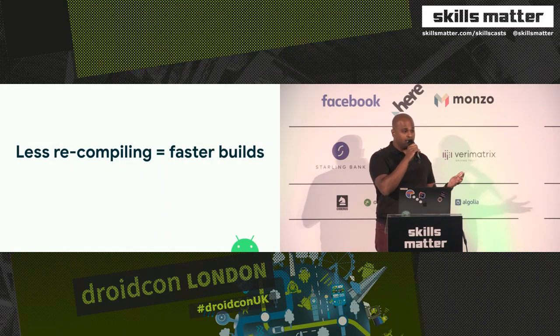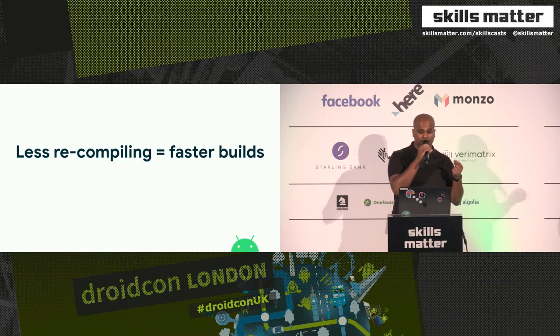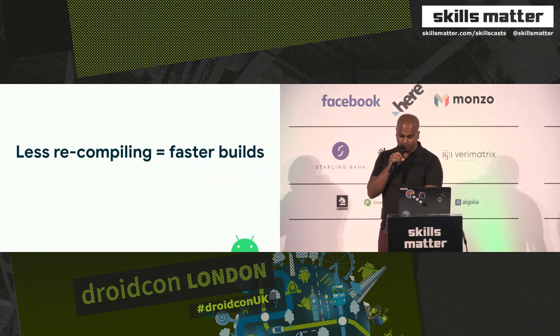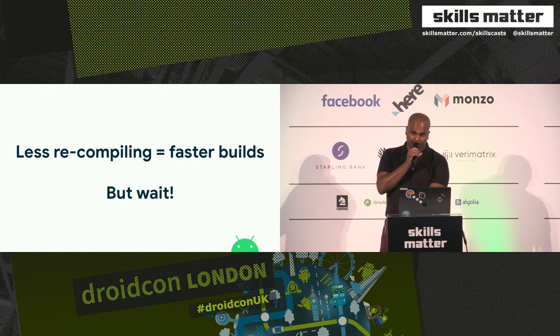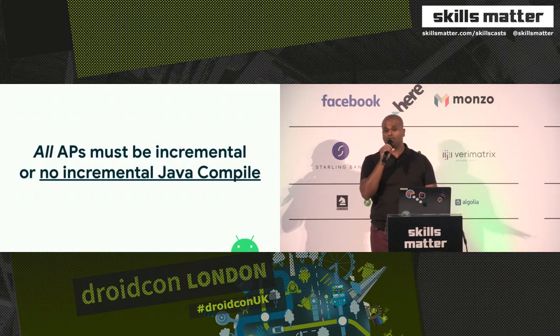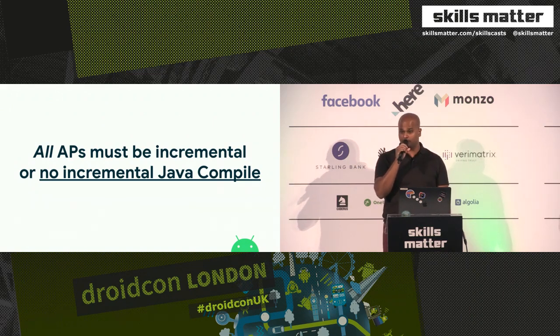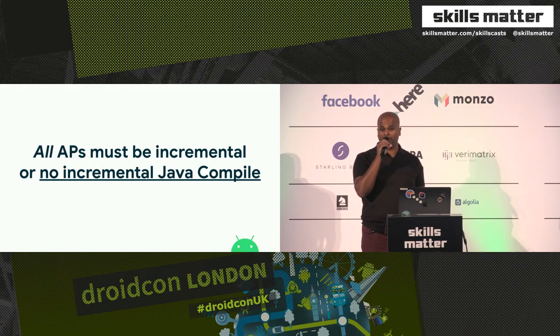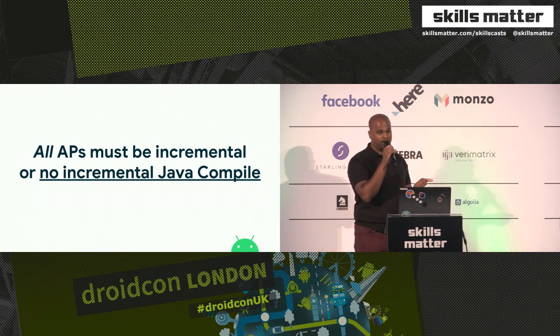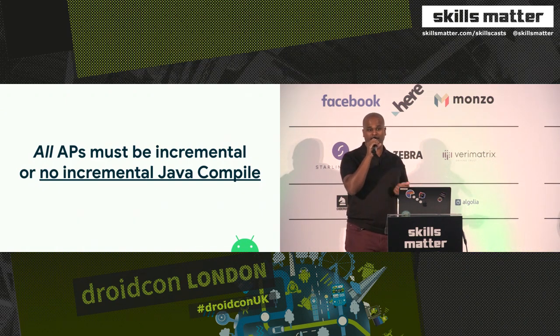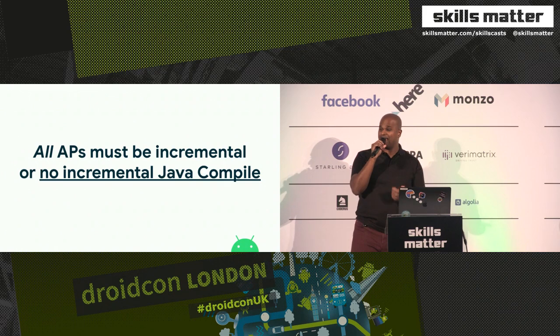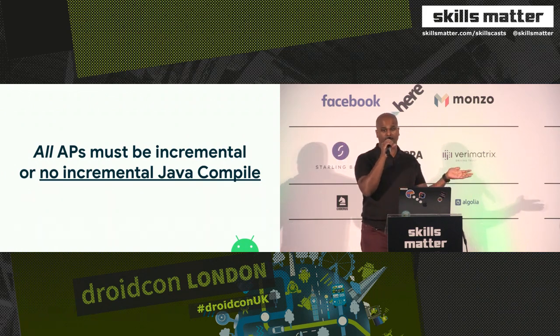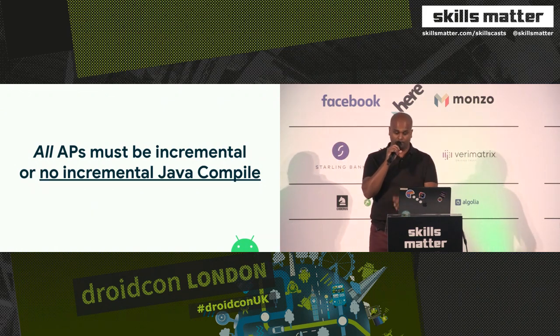Well, when you're using incremental annotation processors, there's less recompiling, so that means faster builds. But like I mentioned, there is a catch, right? All your annotation processors must be incremental, or there's no incremental Java compile. And that's basically because if there's one non-incremental, Gradle has to assume that that annotation processor just needs to have all the source code recompiled.